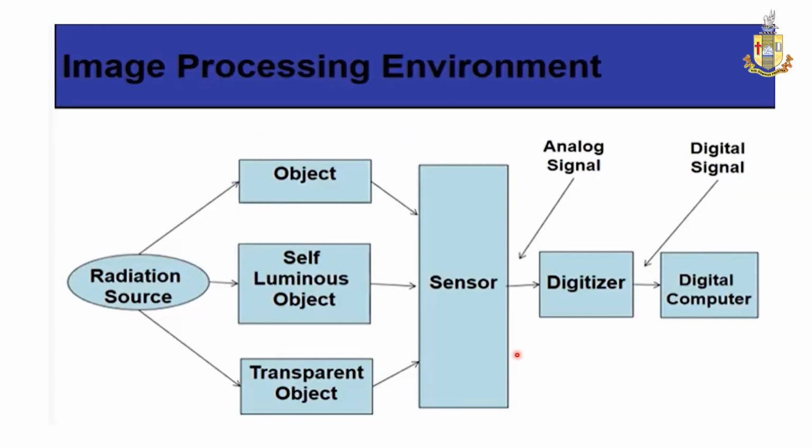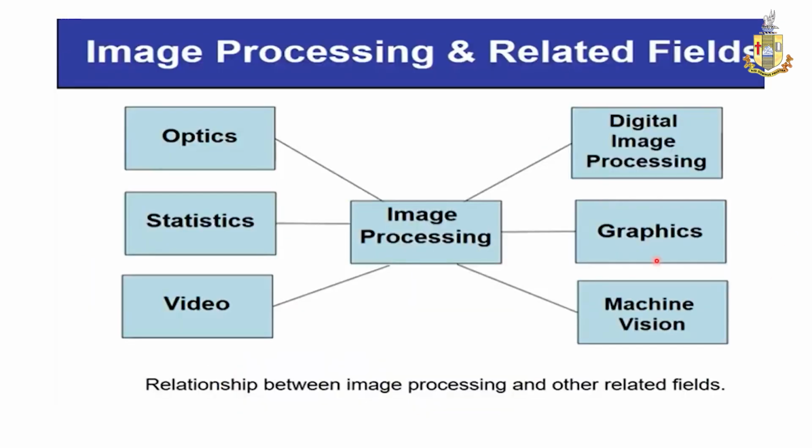So this diagram shows the image processing environment. So there is a light source or a radiation source that falls on the object and is captured by the sensor. The sensor generates an analog signal, and it is digitized and converted into a digital signal, and that digital signal will be stored in the digital computer. There are various fields related with image processing: optical communication, statistics, video processing, image processing, graphics, machine vision, etc.